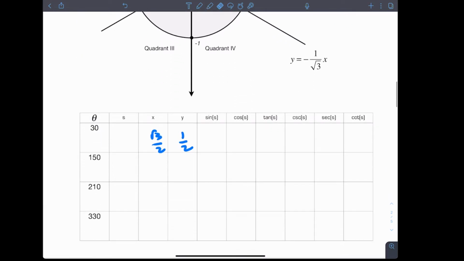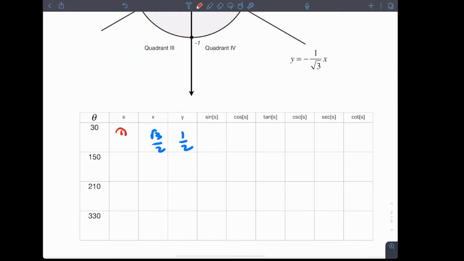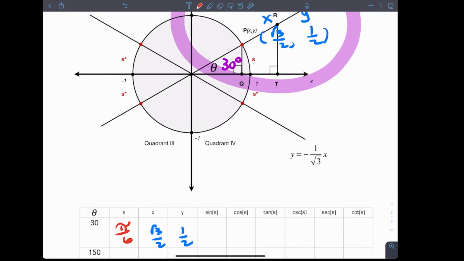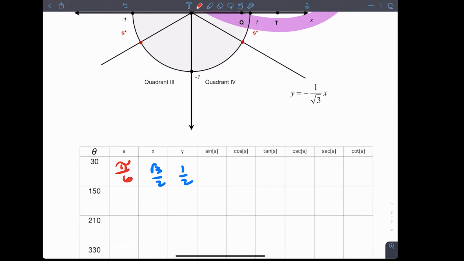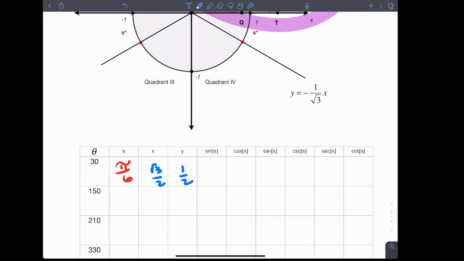Now, what's the arc length? Is it pi over 6? Yes, I got to convert the angle, right? Arc length. And then what about sine? Sine was which coordinate? X or Y? Cosine was which coordinate? X, is that right?